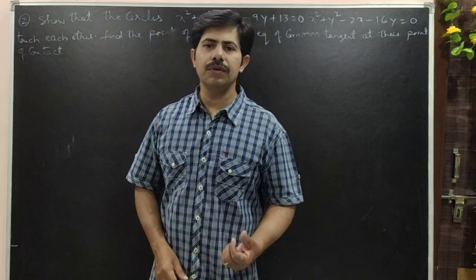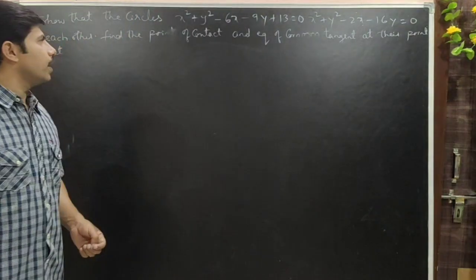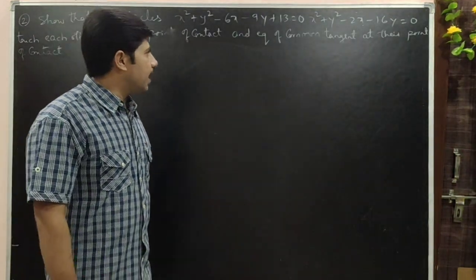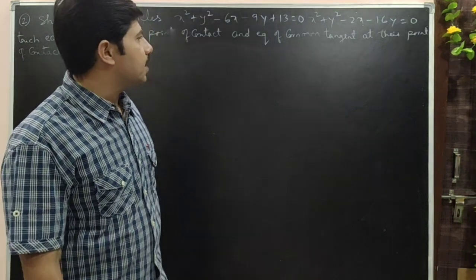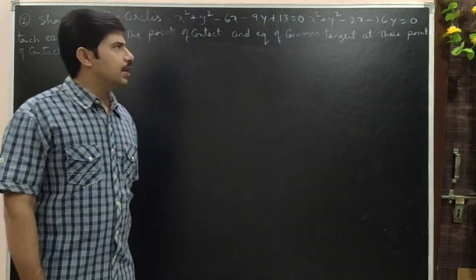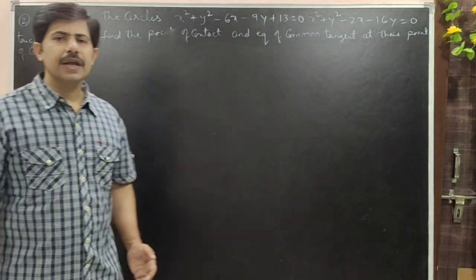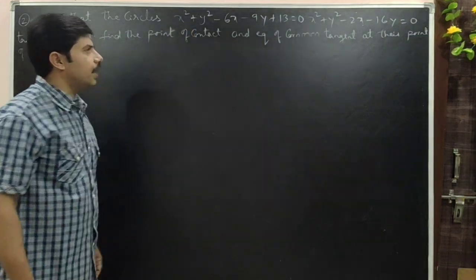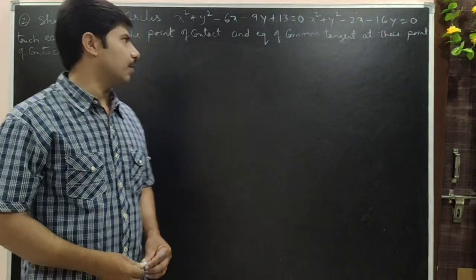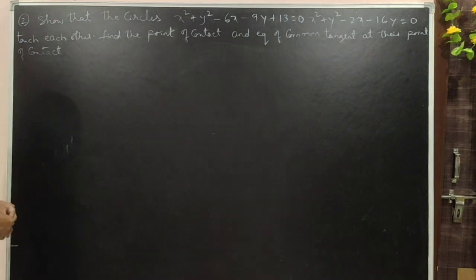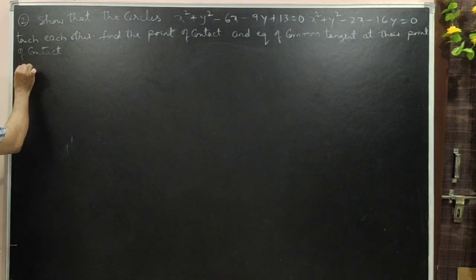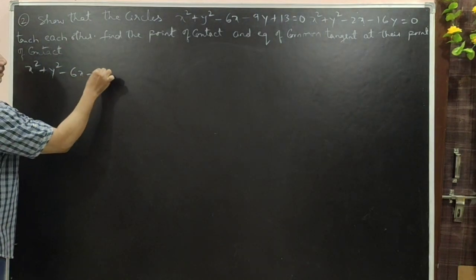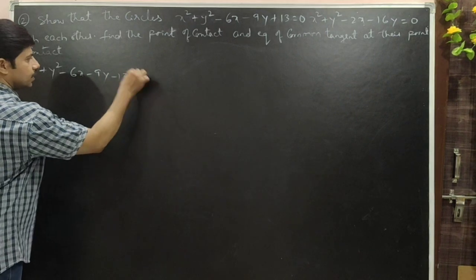Next problem, similar to this problem. Show that the circles x square plus y square minus 6x minus 9y plus 13 is equal to 0, comma, x square plus y square minus 2x minus 16y is equal to 0 touch each other, find the point of contact and the equation of the common tangent. You have to find out the point of contact and the equation of the common tangent at their point of contact. So here also we do the same thing. So first we take the first equation of the circle, that is x square plus y square minus 6x minus 9y minus 13 is equal to 0.